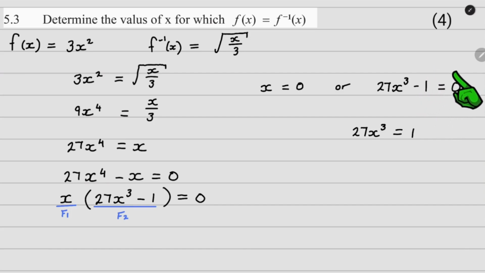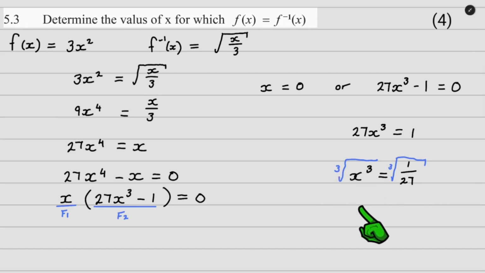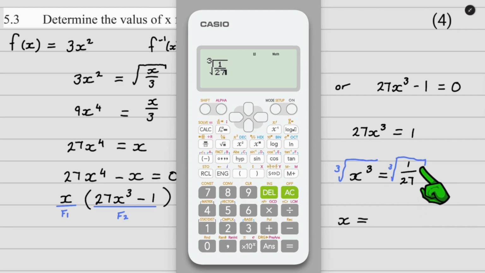So firstly, we're going to move this 1 over, and it becomes positive 1. Now I need to get rid of this 27, so I divide both sides by 27. And now I need to get rid of this cube, and how I do that is I cube root both sides. Now the cube root will cancel with this cube, and we're just left with x on the left. And this guy over here can go straight in the calculator, press equals, and I get 1/3.